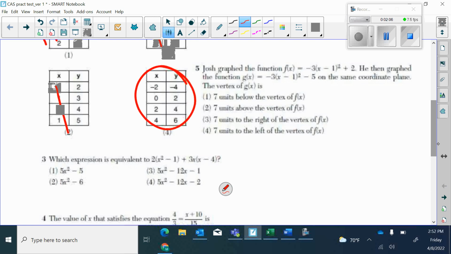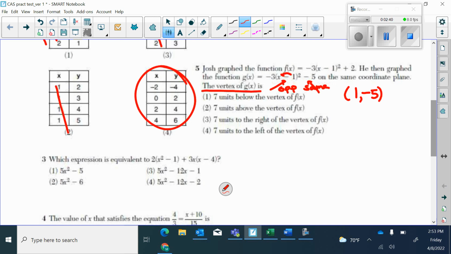All right, number 5 here. Josh graphed the function f of x equals that. He then graphed this function on the same coordinate plane, the vertex of the g. Remember, and this is going to be on your retest, you should always write down opposite and same. I told you this before the test. As a reminder, it's the opposite next to the x coordinate, so that's the x value. Opposite of -1 is +1, and the same there is -5.